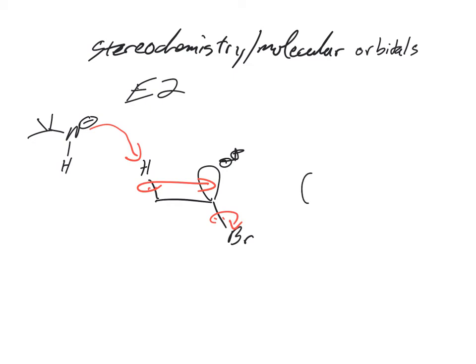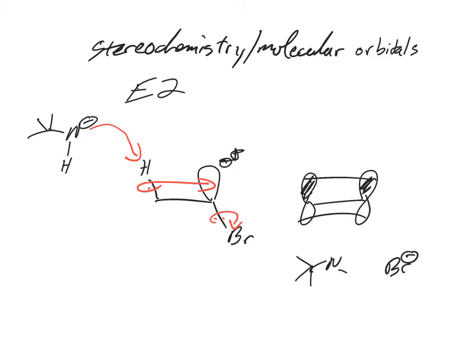Right, so you end up with a brand new pi bond. You get your Br minus. You have your nitrogen with another H there, whatever else is on there. That's why that matters.